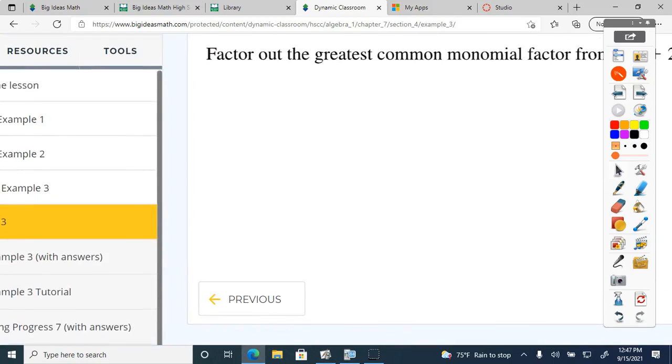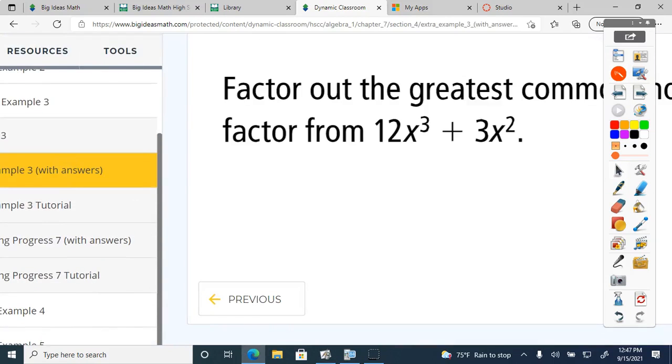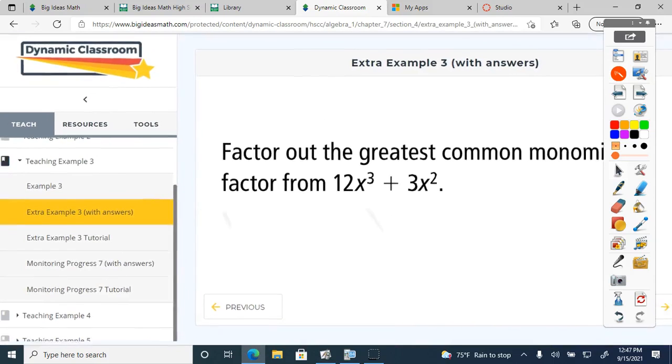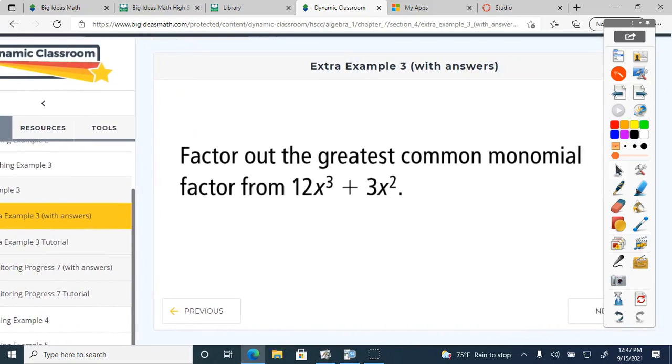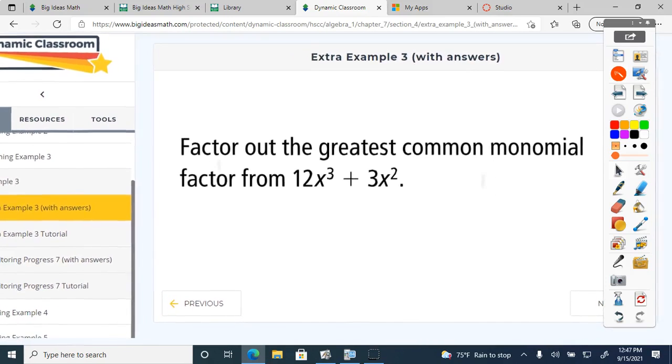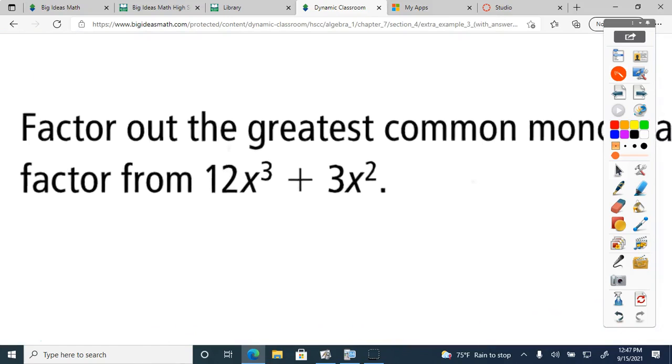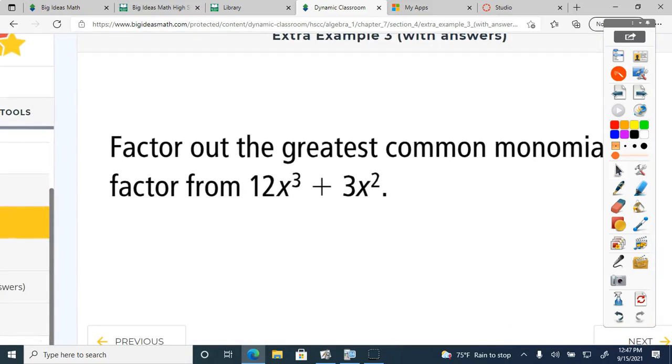These are the ones I'm worried about, the factoring part. What can we factor out of 12x to the third plus 3x squared? Out front, I'm going to put my greatest common factor. So, 12 and 3, what's the greatest common factor? 3. Okay? What about your variables?